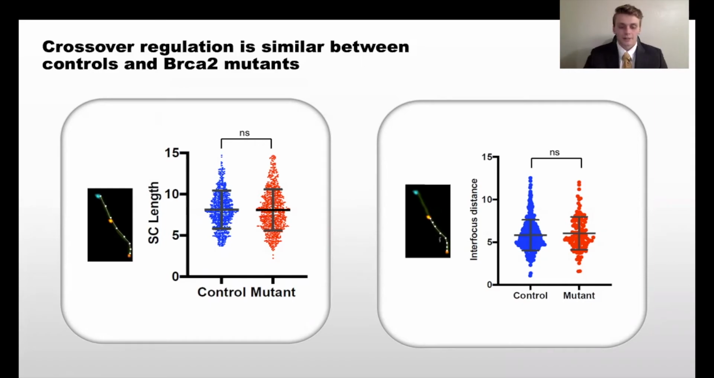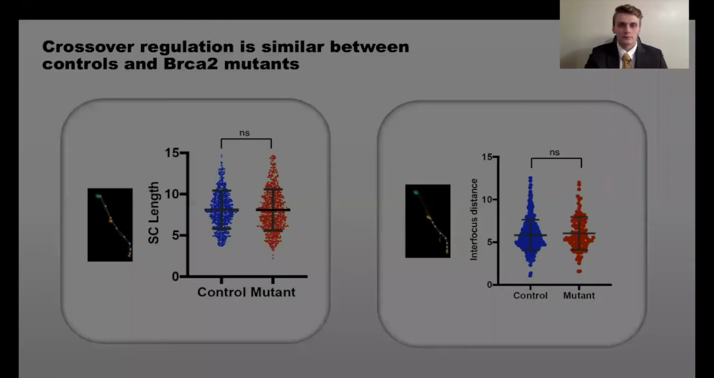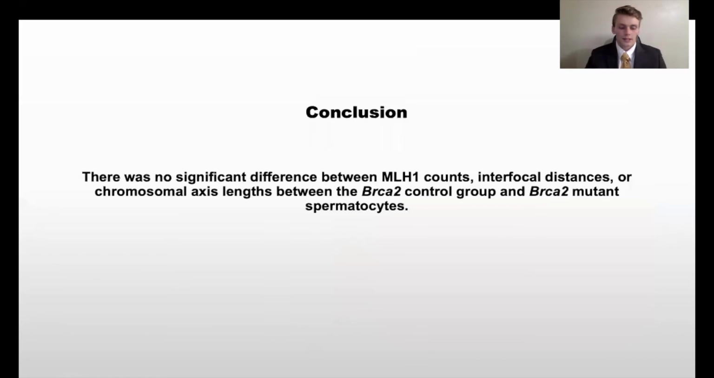Looking to the right, plotted are the average interfocal distances in micrometers of the chromosomes for the control group and the mutant groups. The interfocal distance is demonstrated by the graphic next to the y-axis right here. And again, we did not observe any significant difference between the two groups. In conclusion, there is no significant difference between the number of crossovers per nuclei, interfocal distance, or chromosomal axis length between the mutant group and the control group.